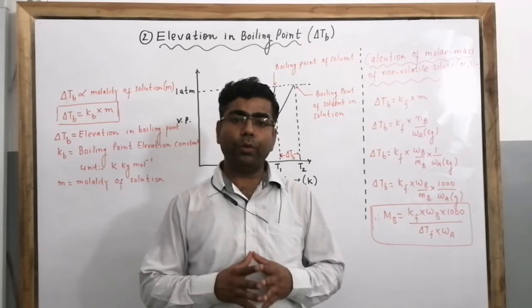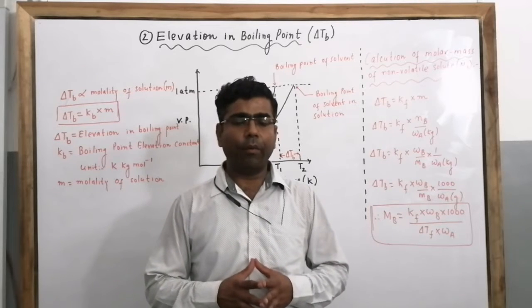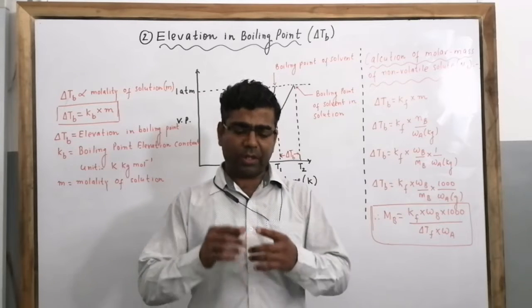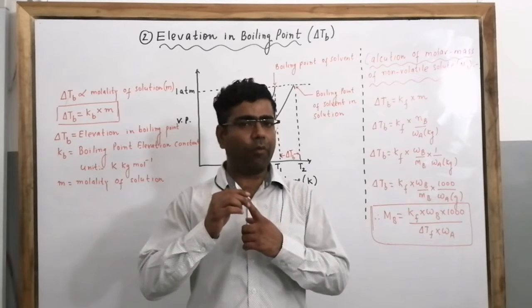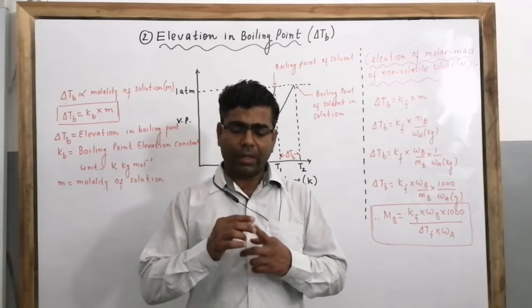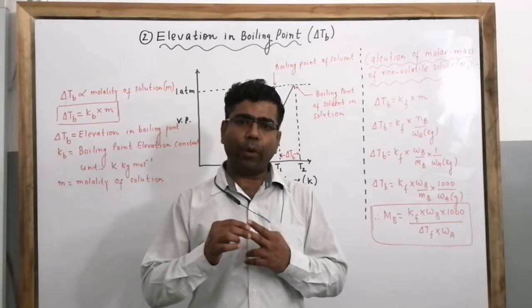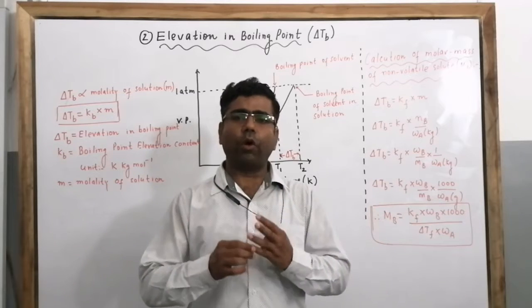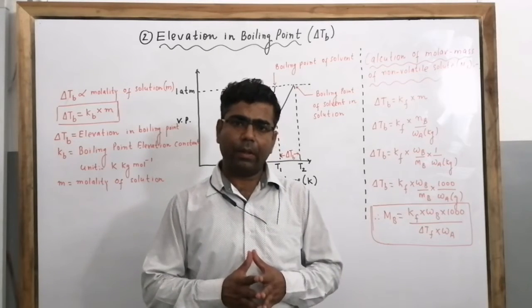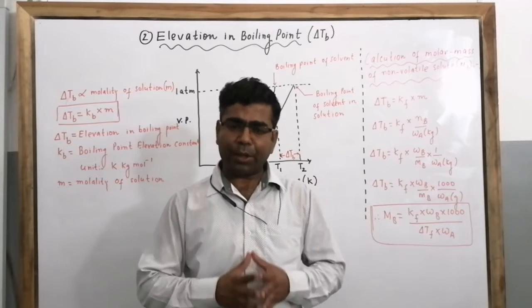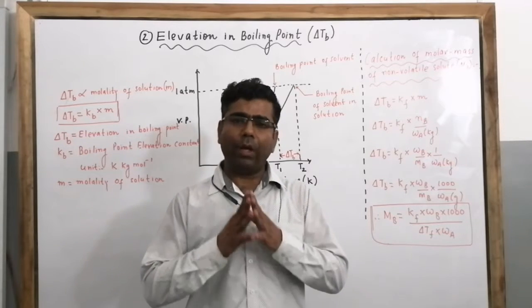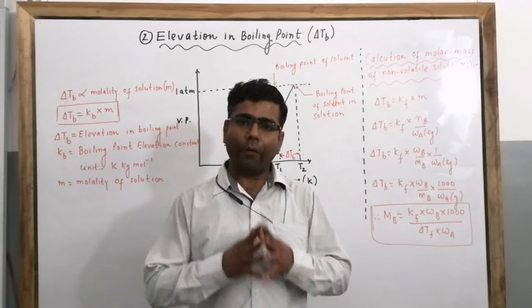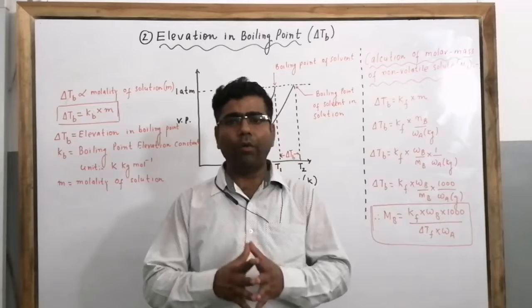And there I have told you that we have four qualitative properties. First one was relative lowering of vapor pressure. Second one was elevation in boiling point. Third one was depression in freezing point, and fourth one was osmotic pressure. And about their application, with the help of qualitative properties, we can calculate the molar mass of the solute which is dissolved in the solvent.